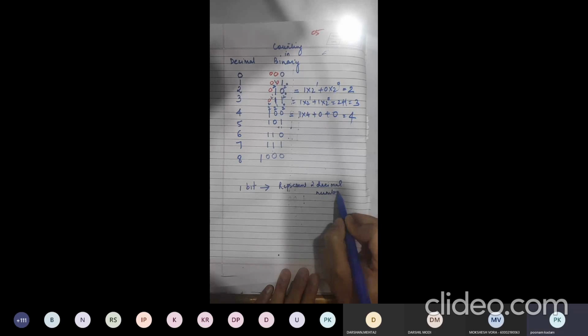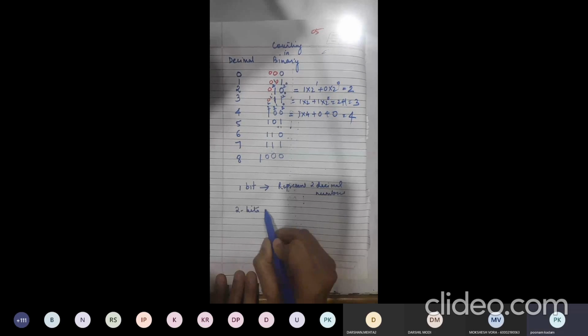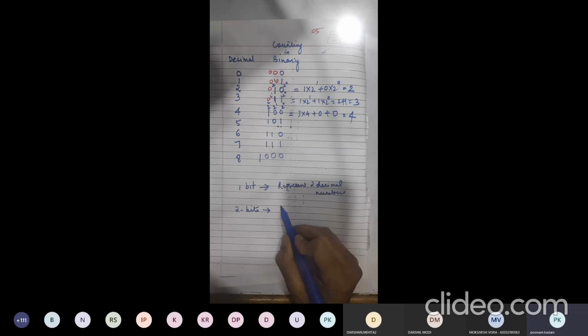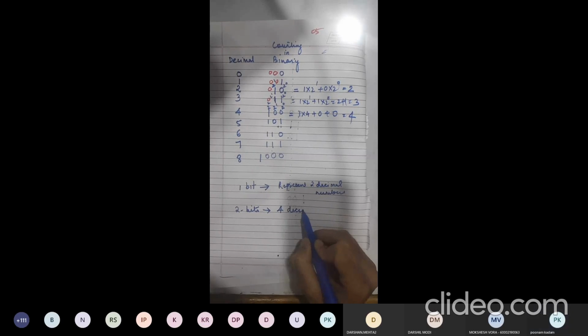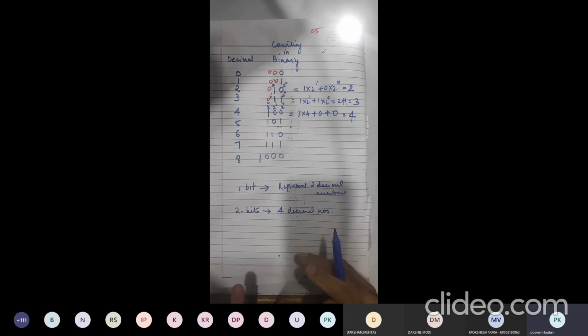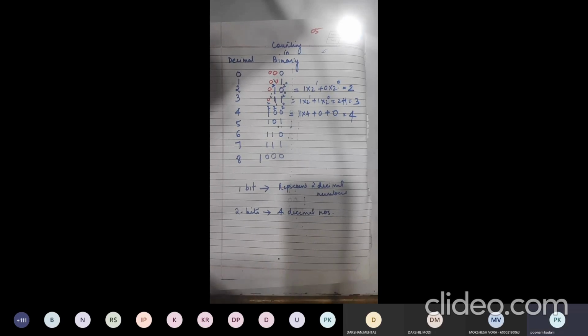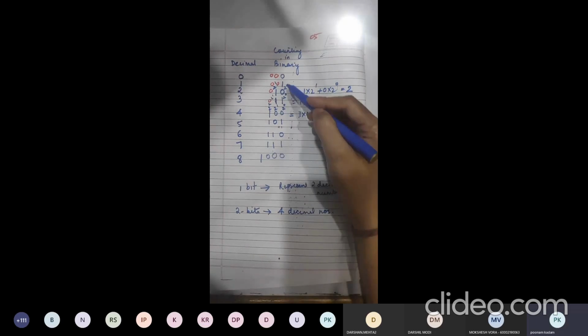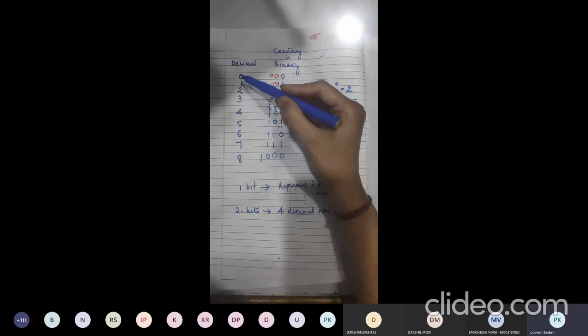With 2 bits, how many numbers can be represented? 4. We can represent 4 decimal numbers. Why 4 decimal numbers? Because with two bits, you have 4 different combinations, right? You get 4 unique combinations with 2 bits: 00, 01, 10, and 11. So you can represent 4 decimal numbers, 0, 1, 2, and 3, right?